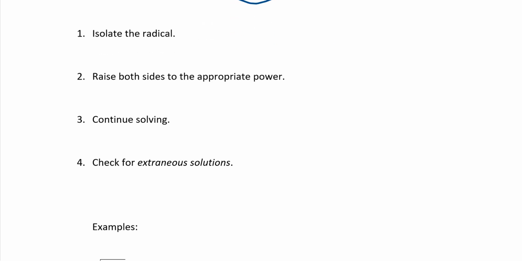So your steps are this. You isolate the radical first. This is a crucial step. If you don't isolate the radical first, you will get an answer that's wrong, an answer that does not make the original equation true. So you've got to be sure you do that first.